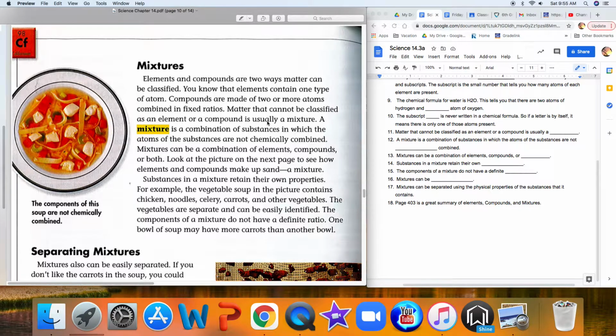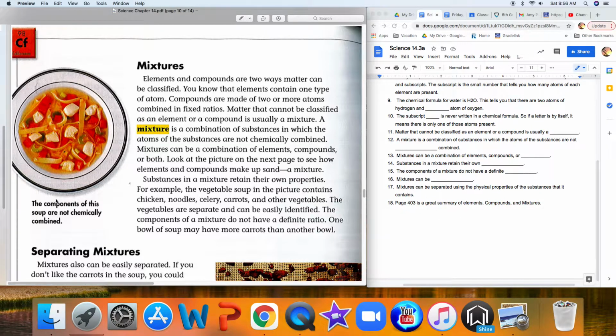That's number 11 in your notes. What's a mixture? A mixture is a combination of substances in which the atoms of the substances are not chemically combined. Number 12 in your notes. Therefore, they must be physically combined. Mixtures can be a combination of elements, compounds, or both. 13 in your notes. Look at the picture on the next page to see how elements and compounds make up sand, a mixture.